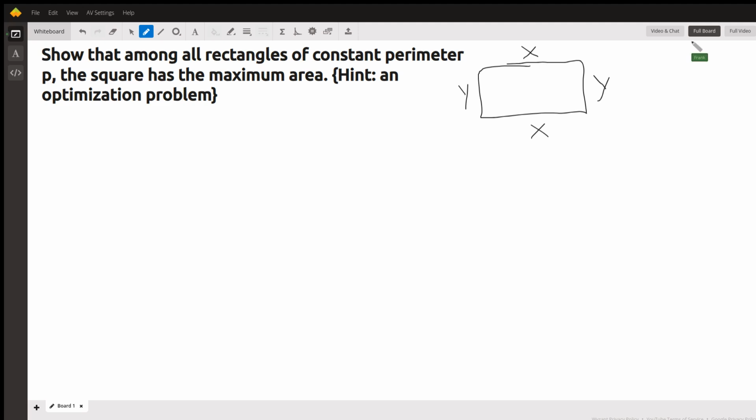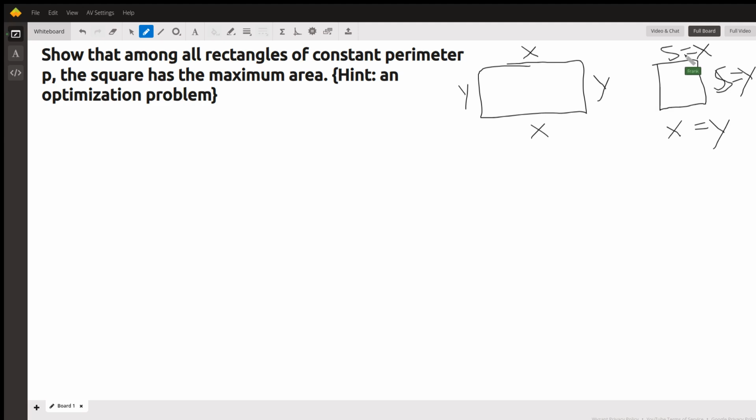And if it's a square, then they're all the same. They're all some S, or X equals Y, in other words. Let's say this is X, and this is Y, and X equals Y. And it's an optimization problem. So I have to prove that X equals Y in this situation.